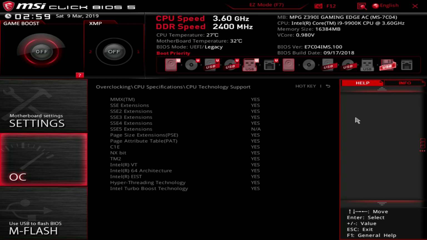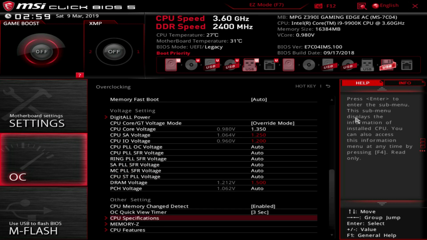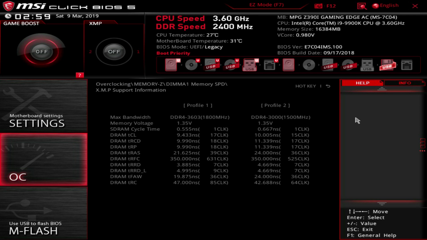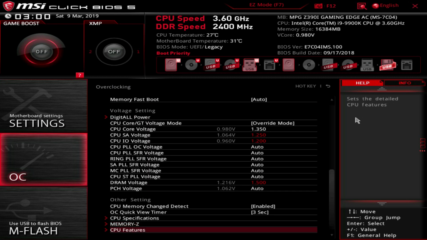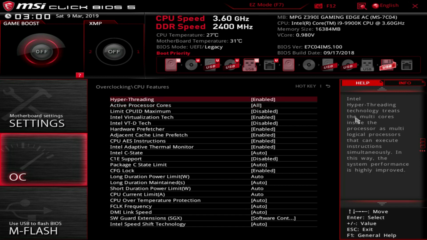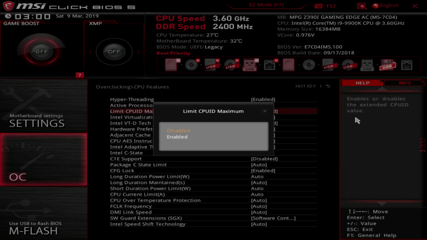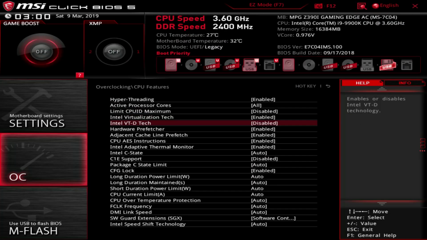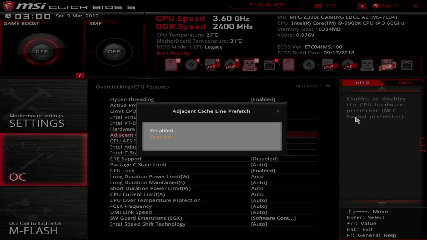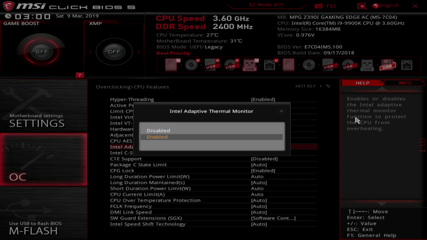Then we got CPU specifications, which just tells us a bunch of information about the CPU. MemoryZ, which just reads out the SPD profiles of our memory sticks, including the XMP profiles, not much useful there either. Then we have a bunch of CPU features, and here we can do things like disable and enable hyperthreading, change how many cores we have running, and enable and disable the virtualization extensions. Usually when I'm benchmarking, I have those disabled just because I don't need them. Then whatever this does, and whatever that does. Actually, this enables and disables the thermal sensors.